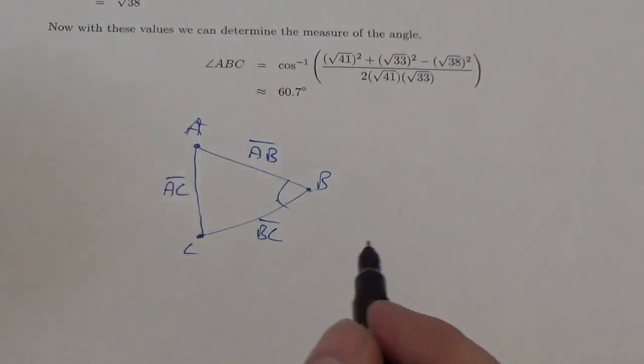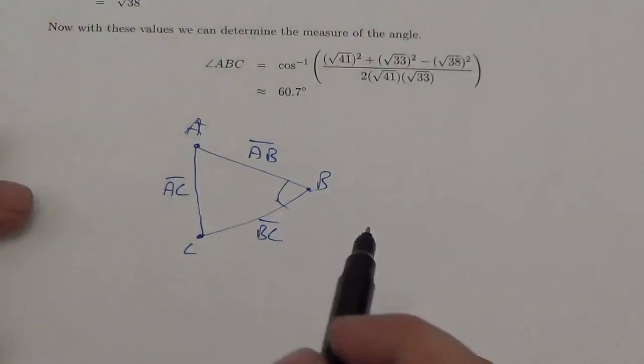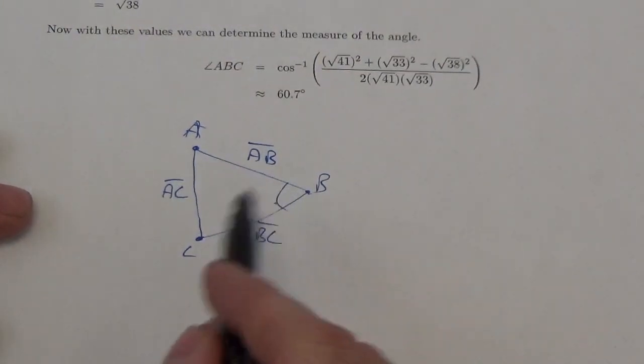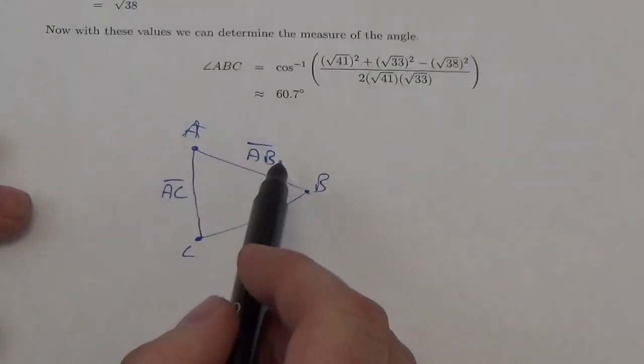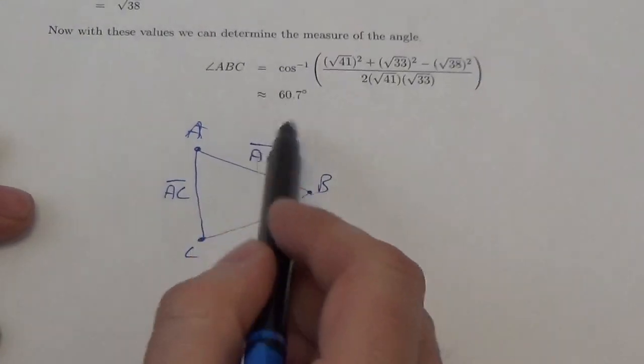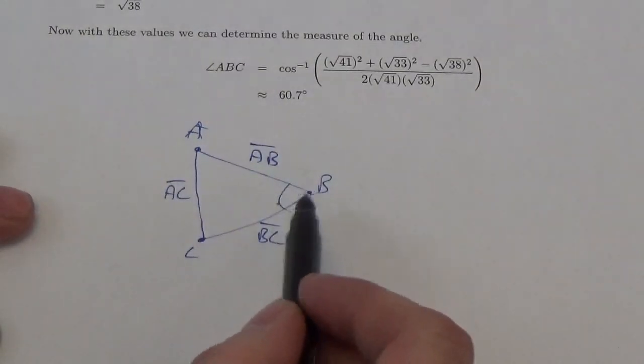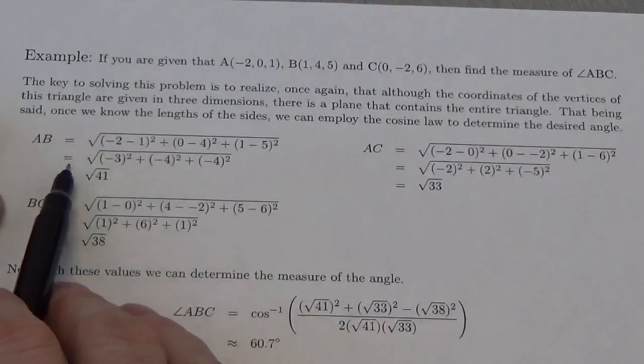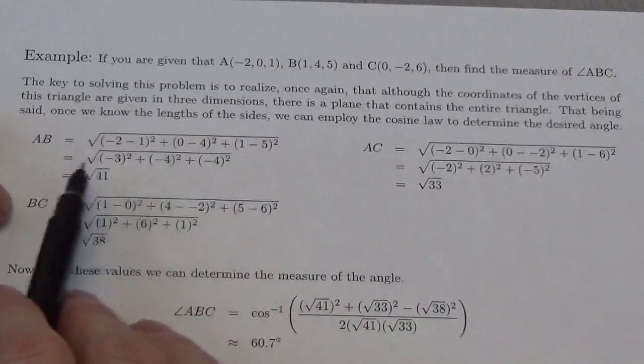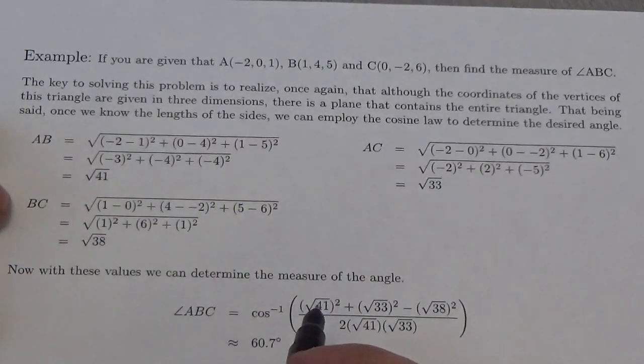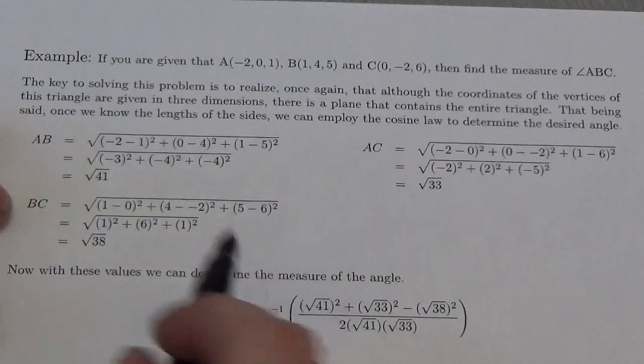Well, I don't need to just use my primary trig ratios. I can use the cosine law to figure this out here. So I'm going to use the cosine law. Now all I've got to do is plug my coordinates into my three-dimensional Pythagorean theorem.